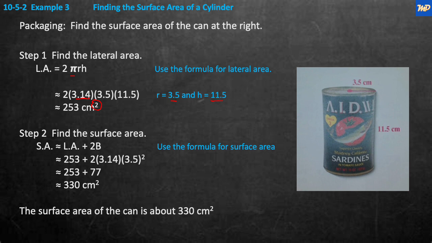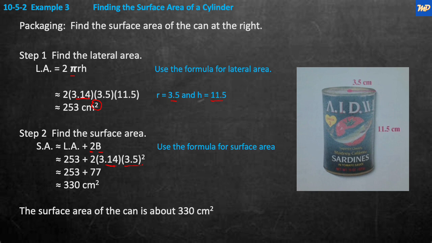So what do we know for the bases of the can? Well, first of all, what do we know for the surface area? It's the LA, 253 plus 2 times 3.14 times 3.5 squared. That's the r squared. Pi r squared. And it's 2 pi r squared because there's 2 bases. That's the 2 from the 2 B's. The base is pi r squared. So you get 253 plus 77. This 2 times 3.14 times 3.5 squared is 77.